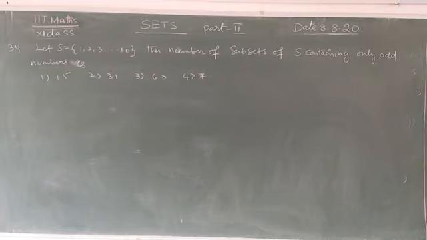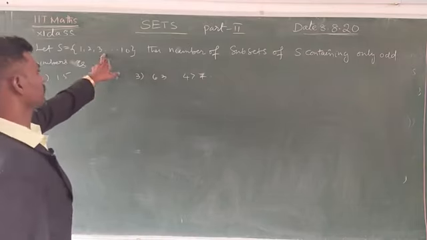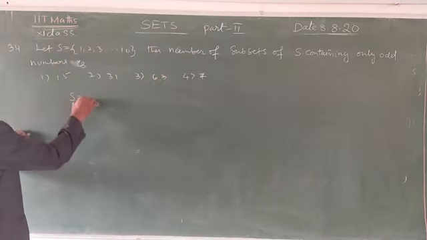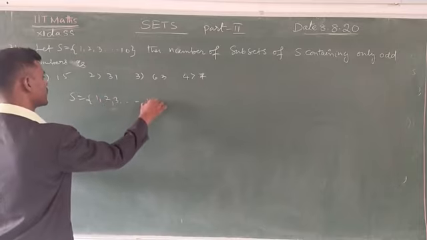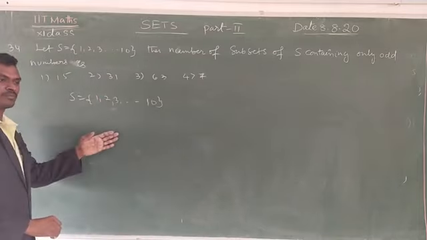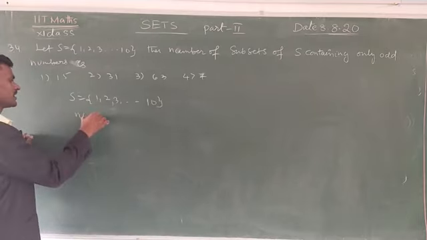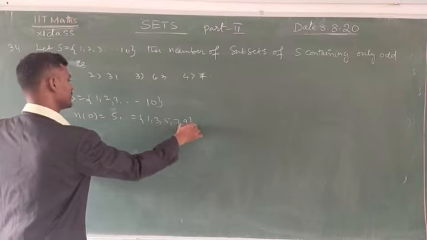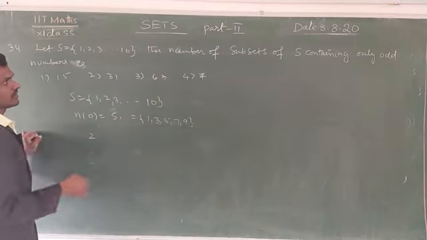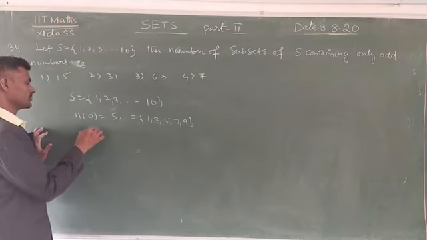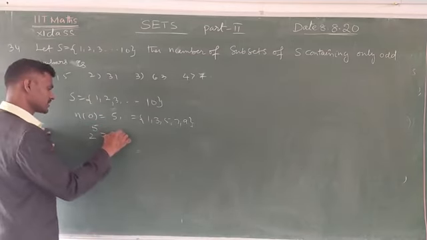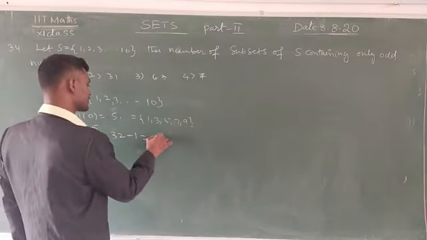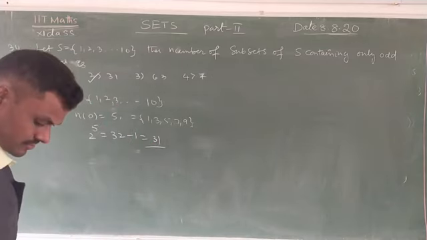Okay, now the 34th problem. Let S be the set of 1, 2, 3, 4 up to 10. Find the number of subsets of S containing only odd numbers. In these 10 numbers, how many odd numbers are there? 5 numbers: n of odd numbers is 5, that is 1, 3, 5, 7, 9. The total number of subsets is 2 to the power 5, which is 32. Including one null set, you have to subtract it. So 31 sets. Note down.